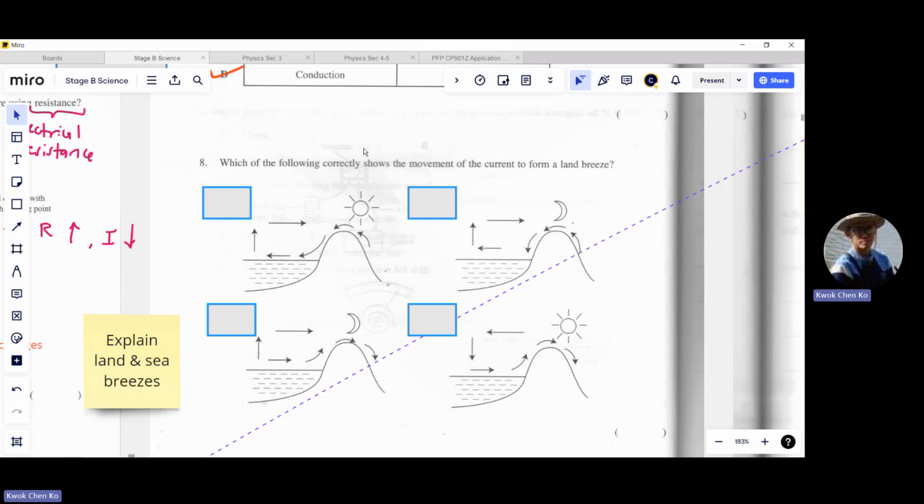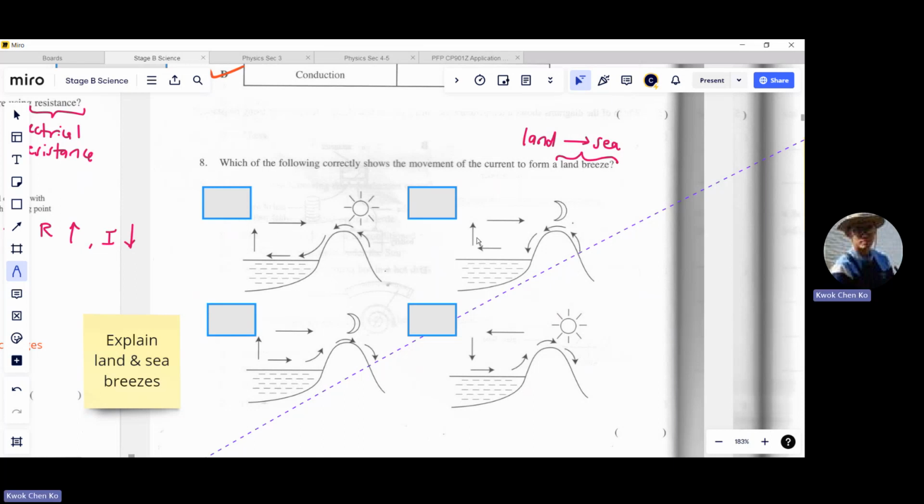This is very difficult. Which of the following correctly shows the movement of the current form? There's something that you need to know. Hopefully you do. What is land breeze? Land breeze means the wind is blowing from land to sea. How does the sun or the moon matter? Now, this chapter is about heat transfer, right? Because they affect the temperature. This one is very difficult. Oh, by the way, land to sea. Which diagram shows you land to sea?